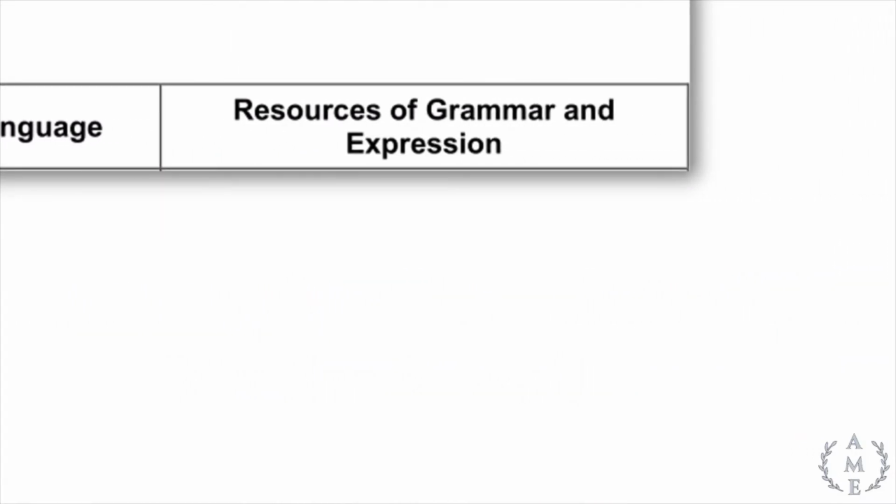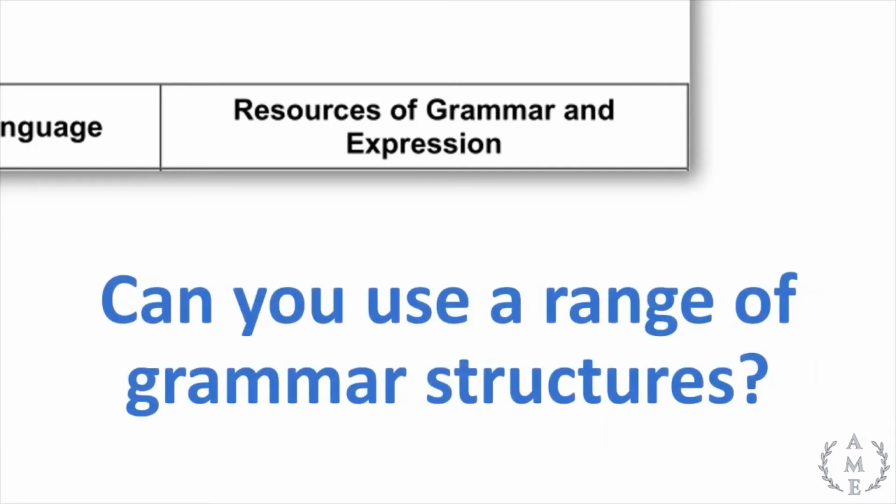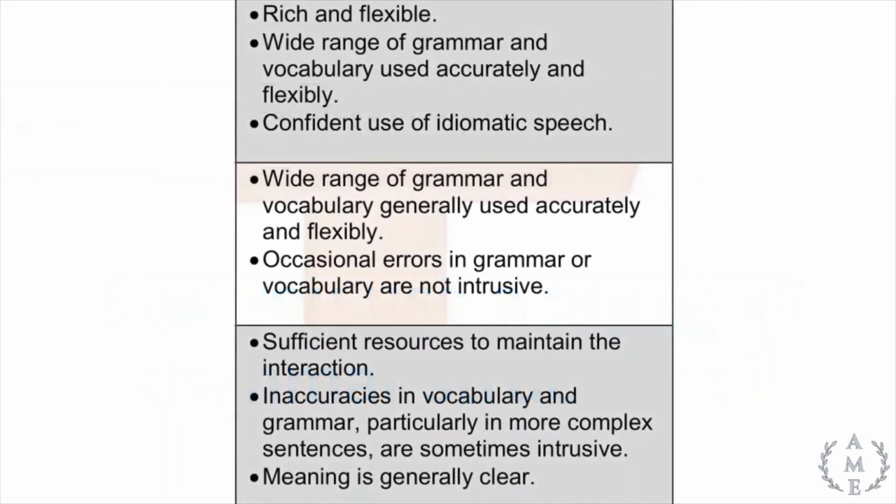The final area of criteria is resources of grammar and expression. So in other words, can you use a range of grammar structures and can you use them correctly in the correct circumstances? And this also applies to things like collocations, chunks of language, so not only grammar but vocabulary as well. If you look for band 4, then you can use some vocabulary inaccurately.